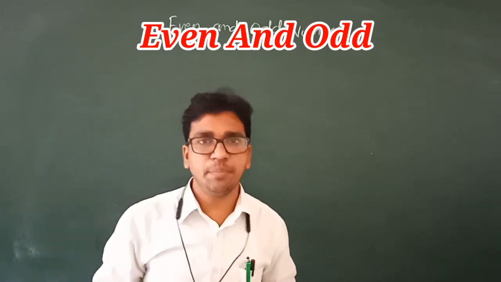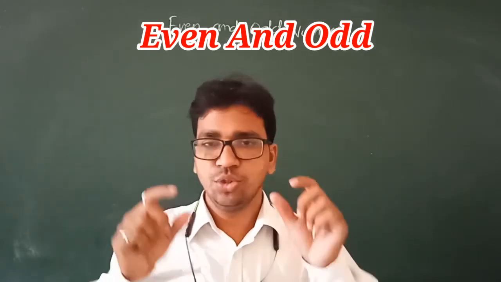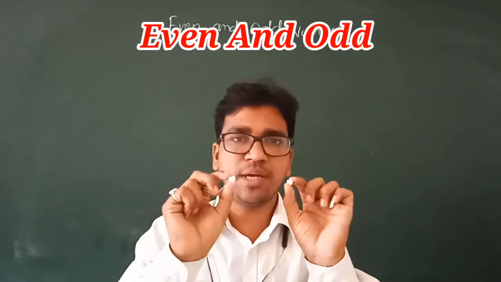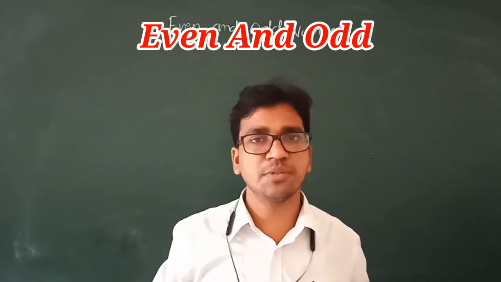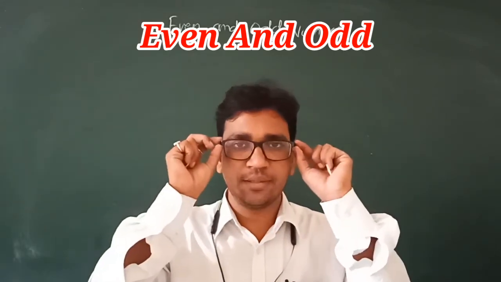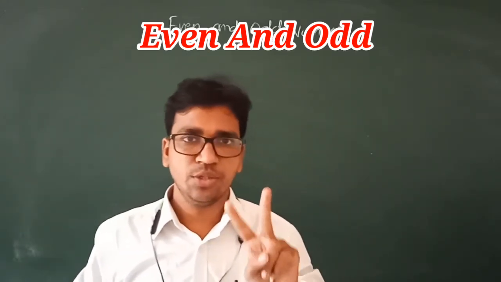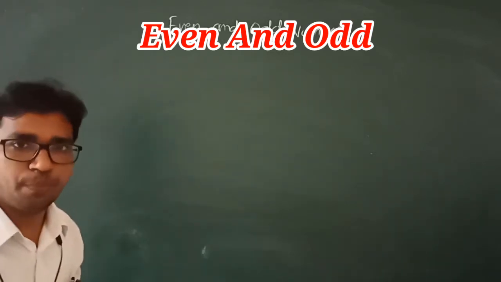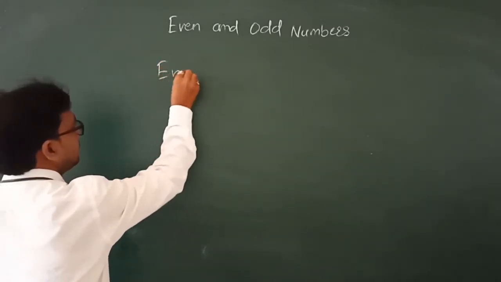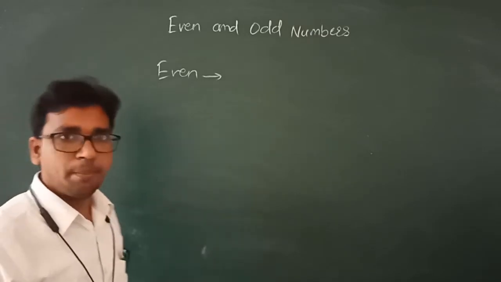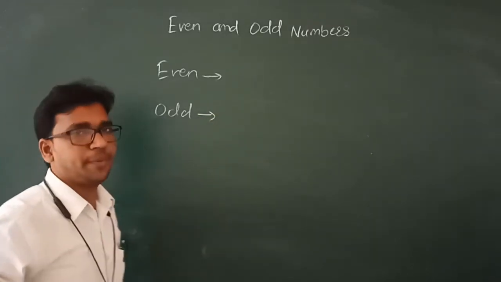So the numbers that can be put into pairs. Pairs means suppose these two pieces are there, it is one pair. Pair of shoes, pair of slippers, pair of spectacles, right? So in a pair, two are there. So the numbers that can be put into pairs are called even numbers. Even number means that can be put into pairs, and odd number means that we cannot put into pairs.